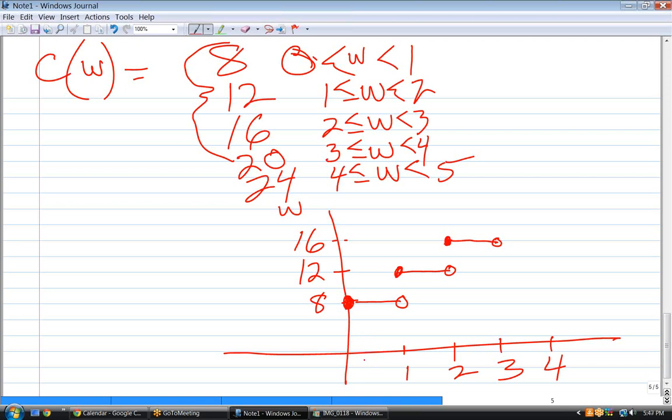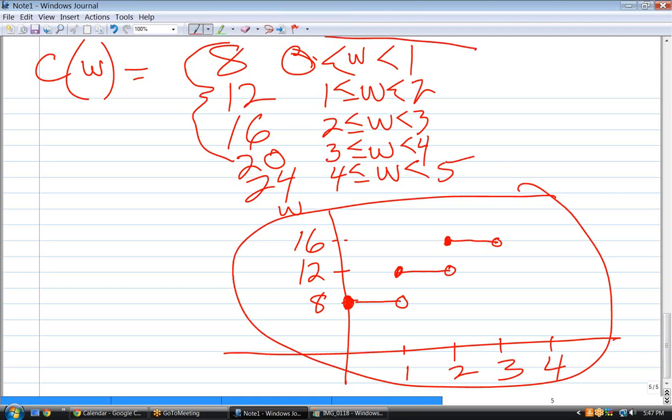In other words, when the weight is between 0 and 1, the cost is $8, no matter whether it's 0.1 or 0.9. When the weight is from 1 to 2, up to 2, cost is $12. Doesn't matter if it's 1.5, 1 1/4, 1 3/4. Cost is still $12. The moment we reach 2 pounds, we go up by another $4. It said add $4 every pound. Okay? So this fits this perfectly, including the greater than or equals, equaling closed dots. But how we write the whole thing, I'm not sure.